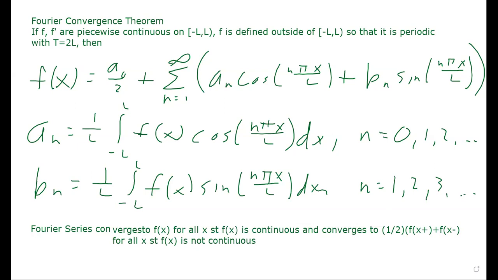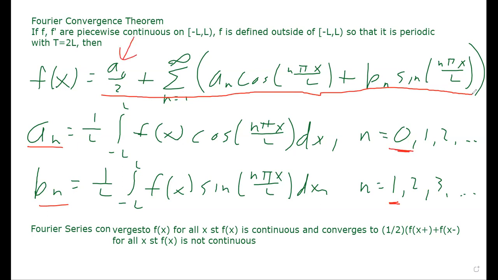So a couple of things to draw attention to. We have our normal equation that we did before for Fourier series, and our normal a's and b's, noting that we start a at 0 because we have it out front, but b we start at 1 because that's what our summation is. Now, what's this stuff on the bottom mean?